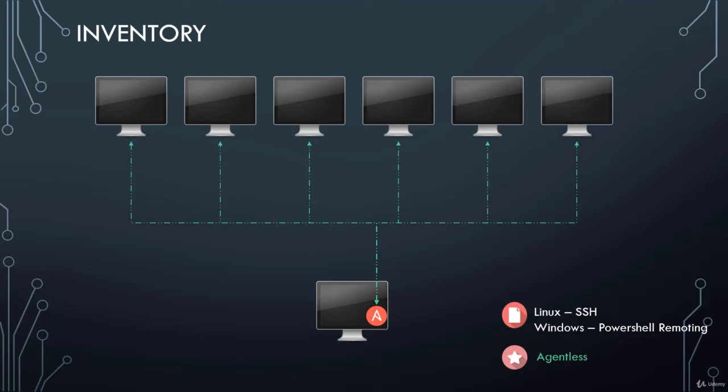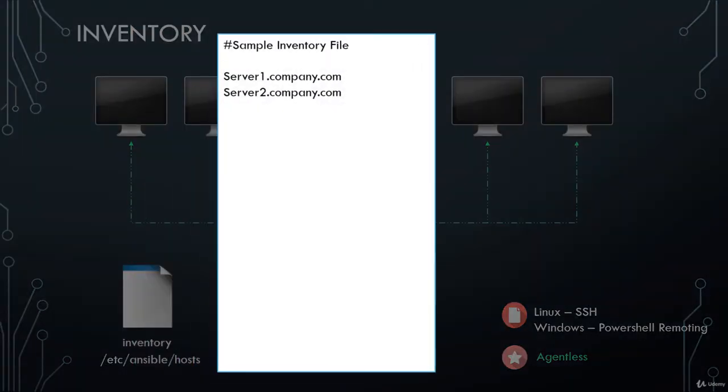Now, information about these target systems is stored in a file called an inventory file. If you don't create a new inventory file, Ansible uses the default inventory file located at /etc/ansible/hosts. Let's take a look at a sample inventory file. The inventory file is in an INI-like format. It's simply a number of servers listed one after the other.